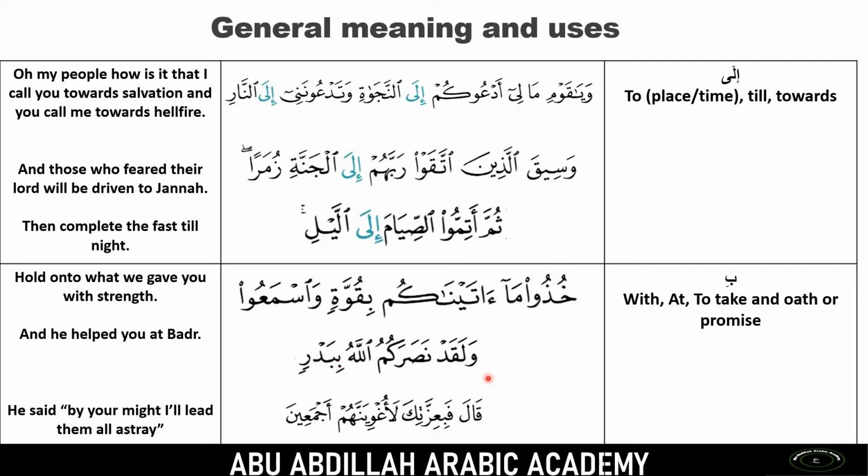Next we have qala fabi'izzatika la'ughwiyannahum ajma'in, that is he said, that is the shaitan said, fabi'izzatika, that is by your might. So now he is swearing by the might of Allah subhanahu wa ta'ala, and he says, by your might I will definitely lead them all astray. So here bi'izzatika is meaning by your might, that is it is used to swear by the might of Allah.